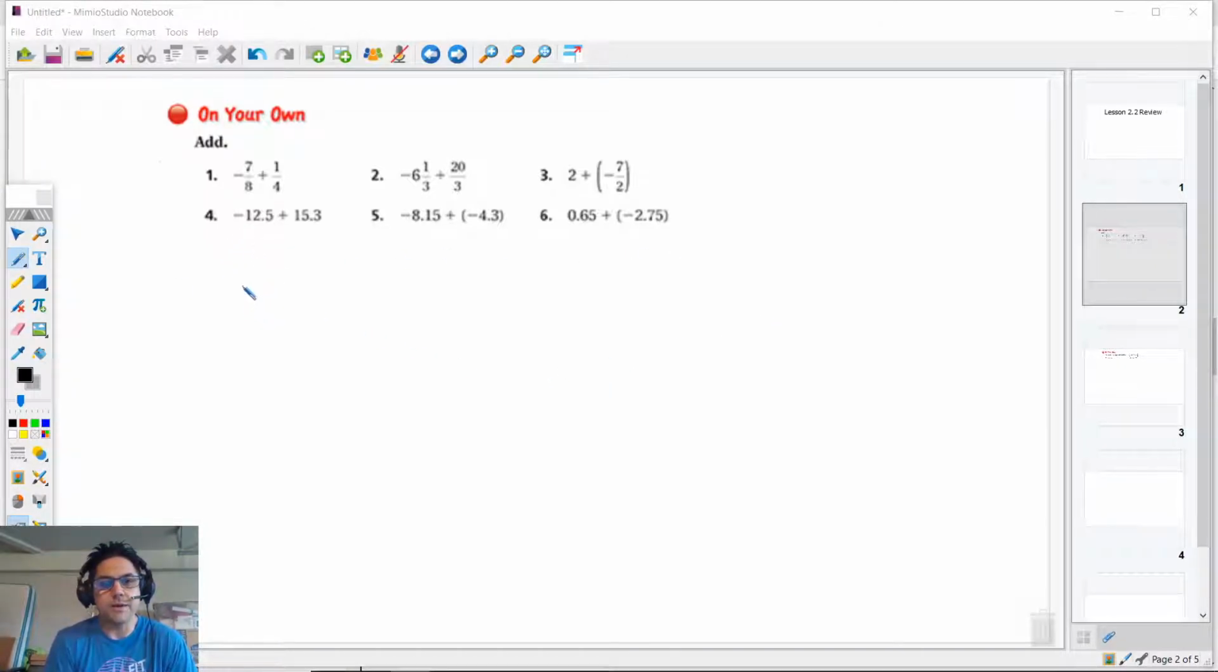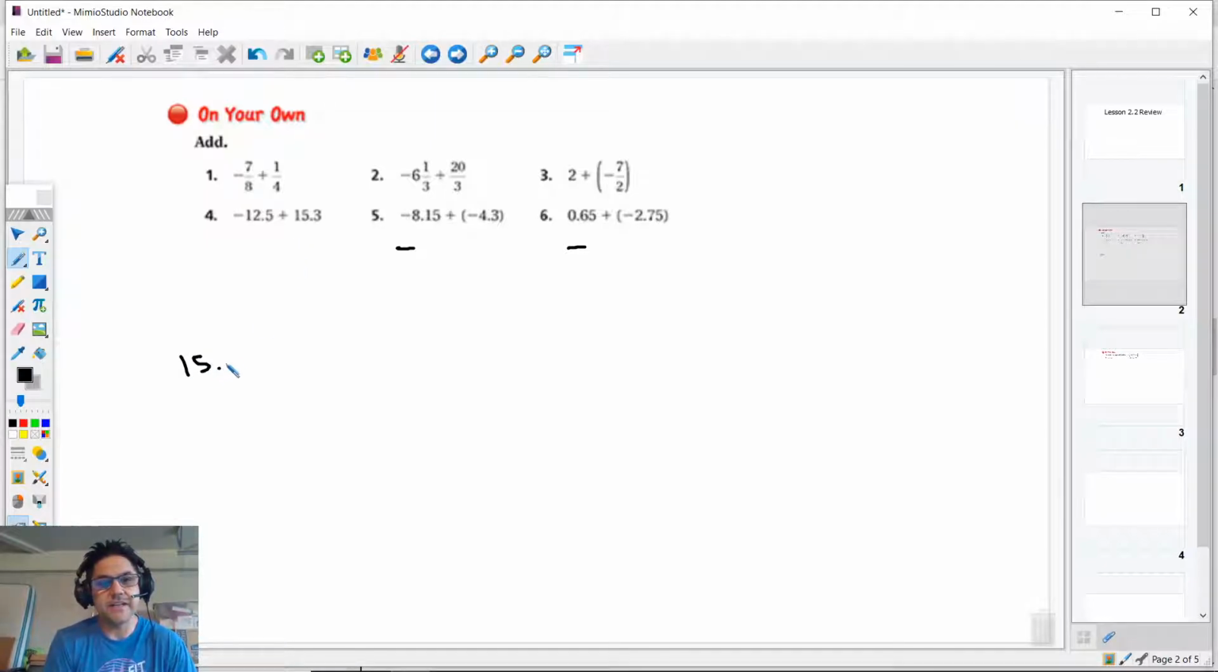Number 4. So what I'm going to ask you to do is realize that the answer is going to be negative. Or sorry, my mistake, Mr. Murillo. The answer is going to be positive because 15 has the greater absolute value. Number 5, the answer is going to be negative because they are both negative, and when I add them, it's going to stay negative. Where on number 6, it's going to be a negative because I'm going to take the difference, and the negative 2.75 has the greater absolute value. Sorry, I got my negative sign ready there. So number 4, positive answer.